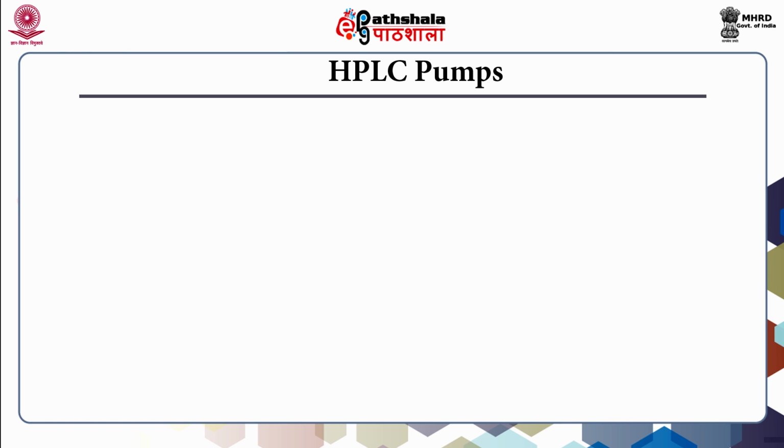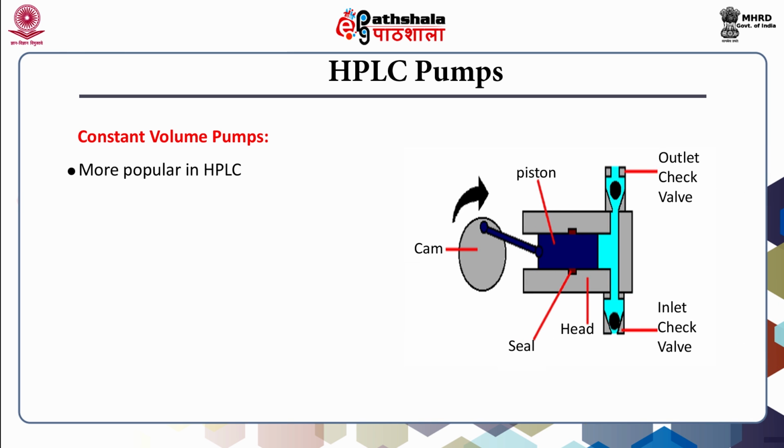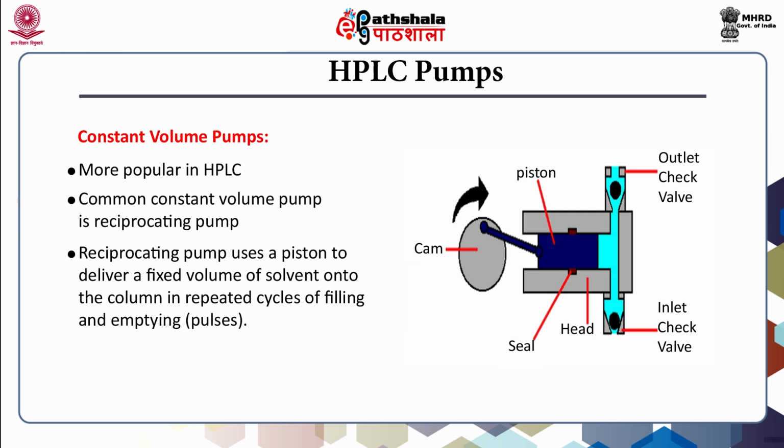So, moreover, in the next slide we can see the properties of constant pumps. These constant pumps are more popular in HPLC. When we compare constant pressure pumps and constant volume pumps, the constant volume pumps are more popular in case of HPLC. One example of a constant volume pump is a reciprocating pump.